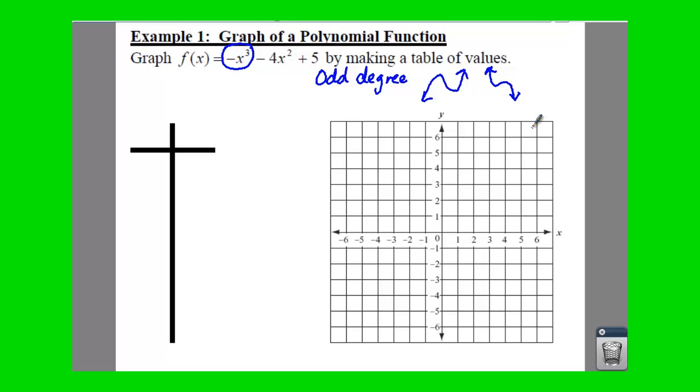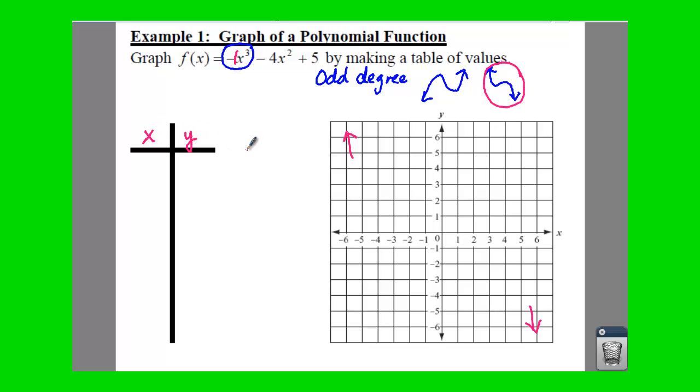So the way we can have an idea of what our graph is going to look like is to look at your leading coefficient. So since that is negative, that means our line is going to be going down from left to right. So we're going to have this type of graph. So we know it's going to look something like this. So here's your end behaviors. Now we need to find some points that are in between here to put into our table.